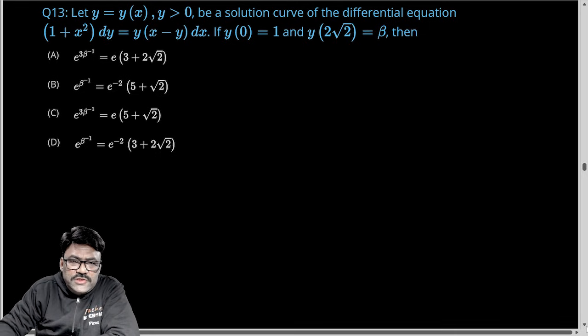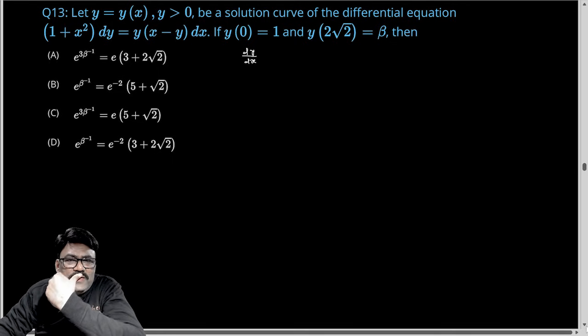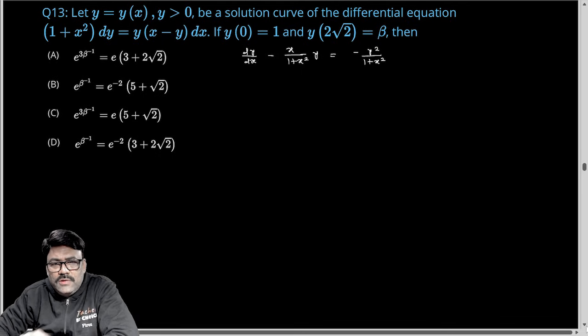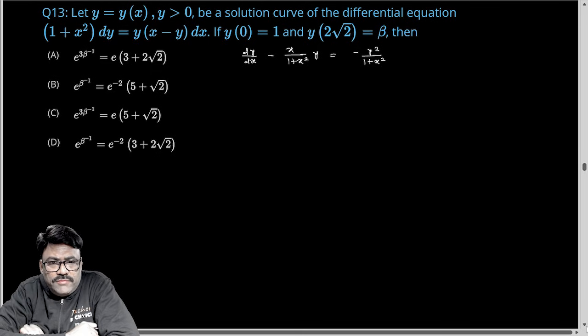So see, I can write this differential equation. If I rearrange it, it can be written as dy/dx − (x/(1 + x²)) y = −y²/(1 + x²). Just divide the whole equation by (1 + x²) dx. So you are getting dy/dx, then minus x over 1 plus x square times y, and then minus y square over 1 plus x square.